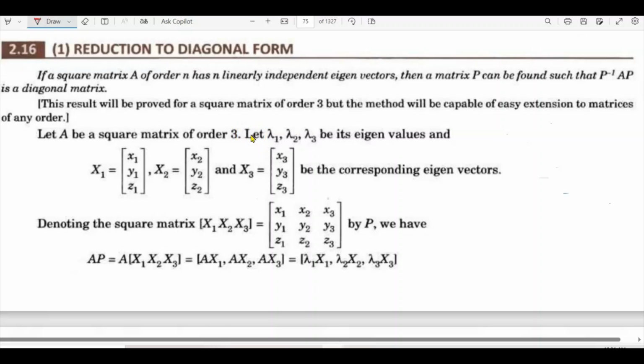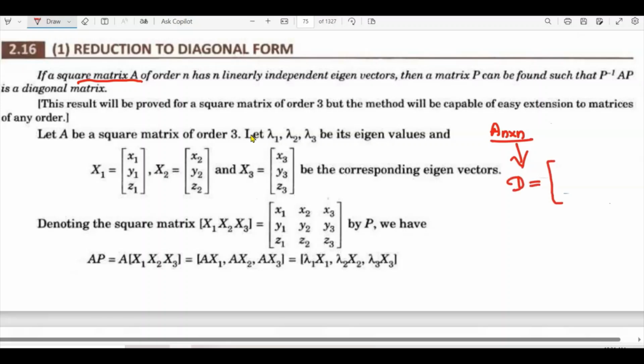In this video I am discussing the topic reduction to diagonal form. So this is from linear algebra. We have a square matrix A of nth order. That means we have a matrix A, n by n. Now we have to convert this matrix A to a diagonal matrix D.